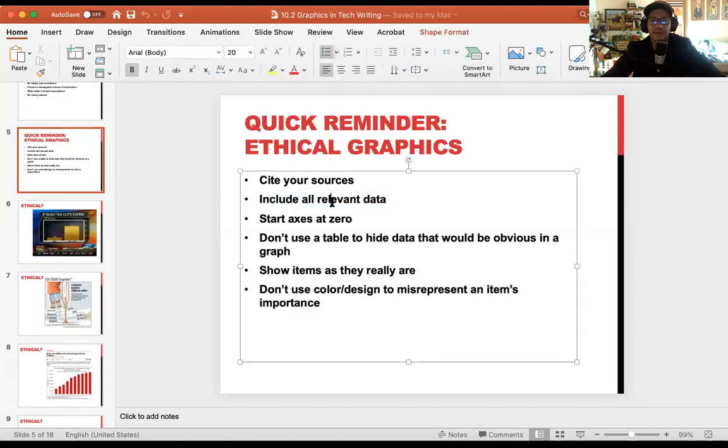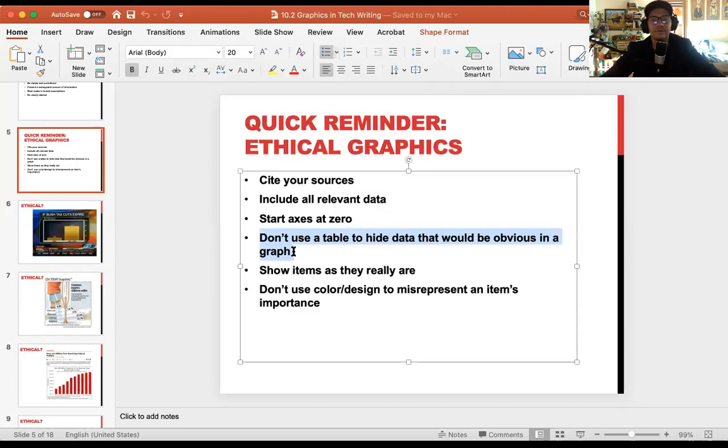Include all relevant data. Don't remove information or data just because it's going to look bad for what you want as the outcome of your research. You don't have to include all of the information, but you do need to include all of the relevant information. Start at 0. We'll look at an example of how that works. Don't purposefully use a table or a graphic and then put a lot of information into it to hide some bad information.